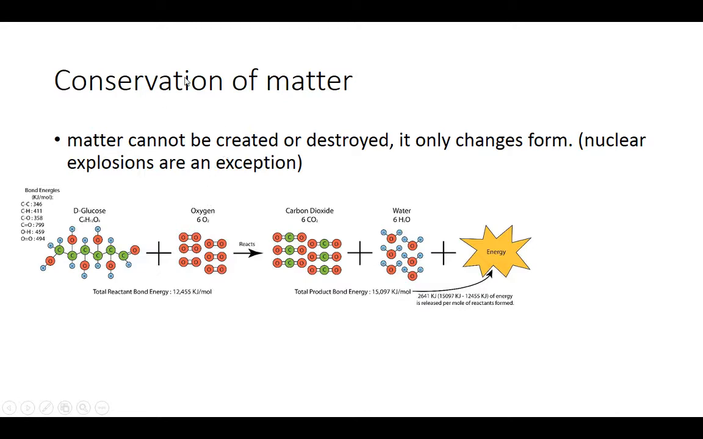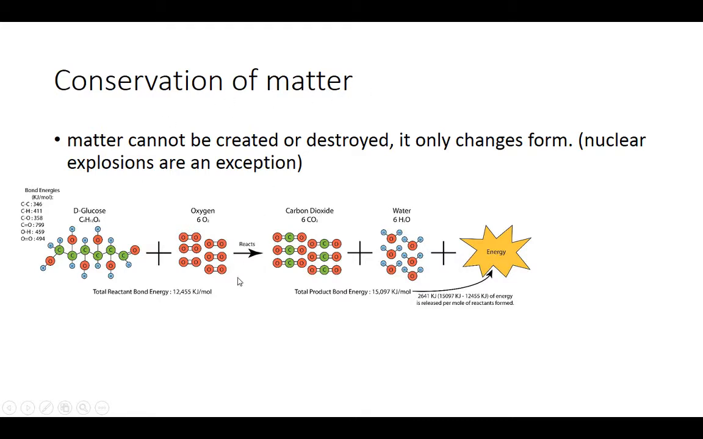Conservation of matter. This is something that we'll be hitting on in a later learning target in a little more detail. But the definition is matter cannot be created or destroyed, only changes form. So when we breathe, we go through the process of respiration. And we take glucose and oxygen and we rearrange it to make carbon dioxide and water. So if you were to count up all the carbons, all the oxygens, and all the hydrogens, you would have the exact same number on this side as you do on this side.